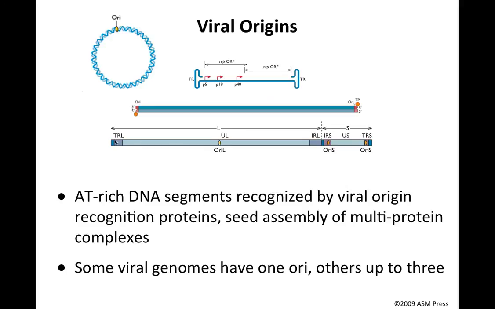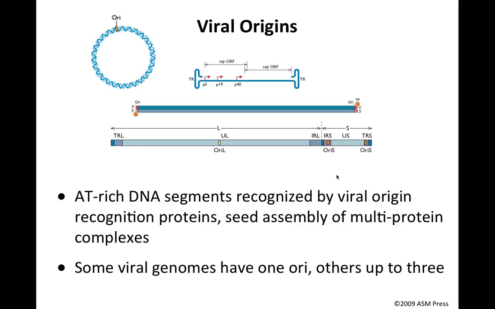And at the bottom here is the linear double-stranded DNA genome of a herpes virus. And these genomes are unusual. They consist of what are called long and short segments, which can invert with respect to each other and form 4 different kinds of isomers. But for the purposes of this session, this genome has 3 origins. It has a single what's called ORI-L. It's present in the large genome segment. And it has 2 ORI-S's. They're identical. They're in the smaller S genome segment.